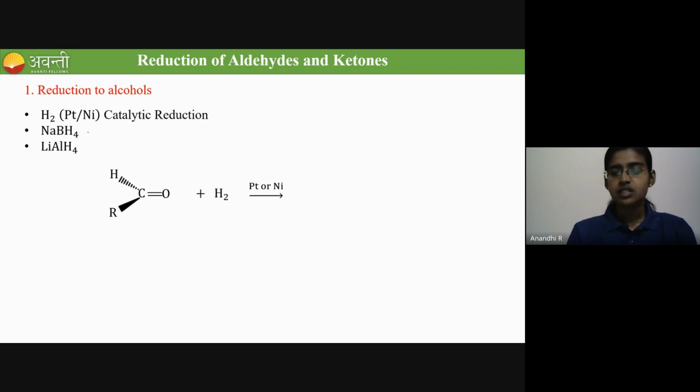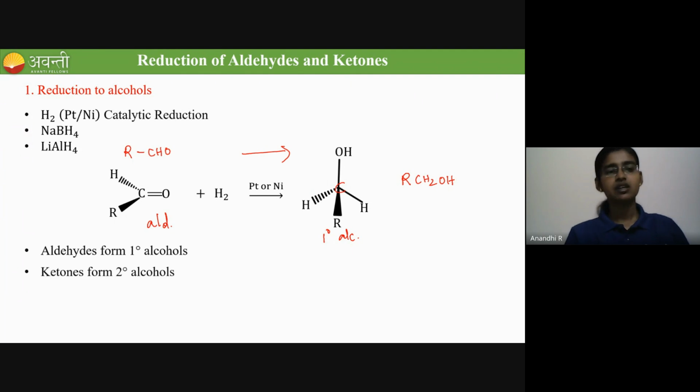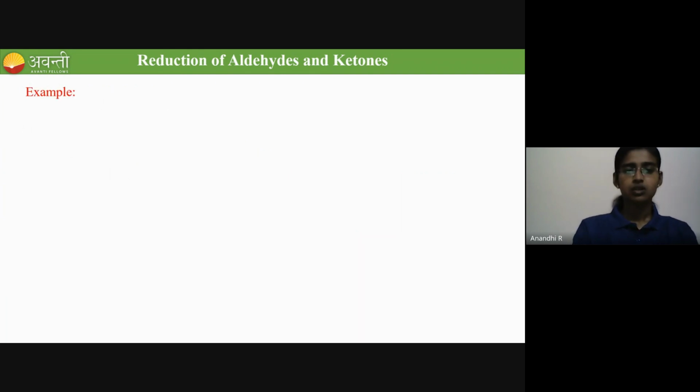We are going to reduce this now. So aldehydes are going to give alcohols. Usually, aldehydes on reduction form primary alcohol. You can see here CH2OH. So it is RCH2OH, right? So this is RCHO, and RCHO is giving RCH2OH, which is called primary alcohol. Okay. Aldehydes always form primary alcohol and ketones always form secondary alcohol. Ketone on reduction forms secondary alcohol. Okay. We'll see an example.